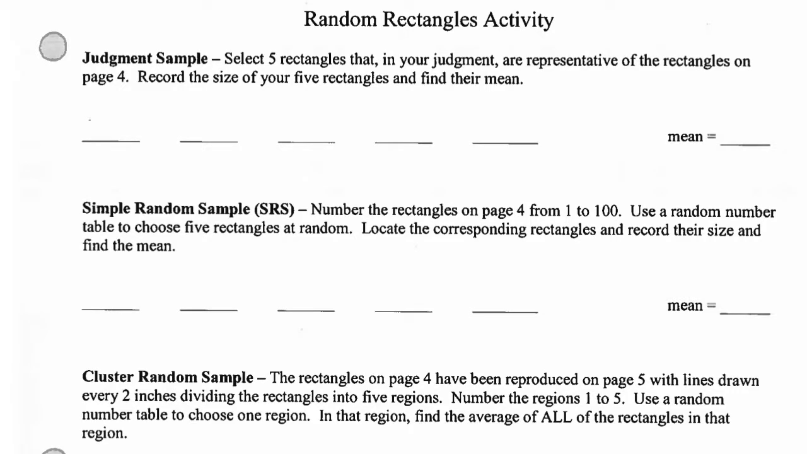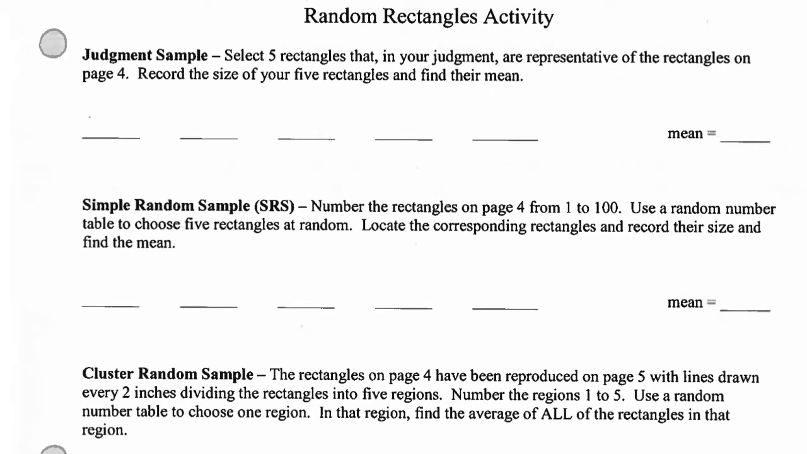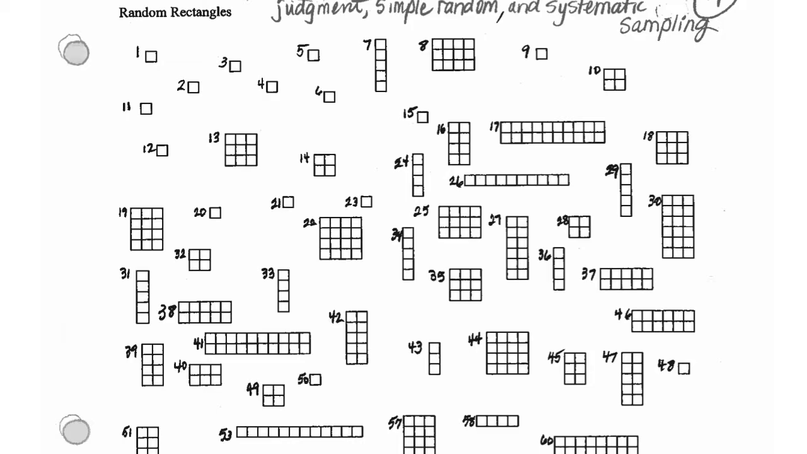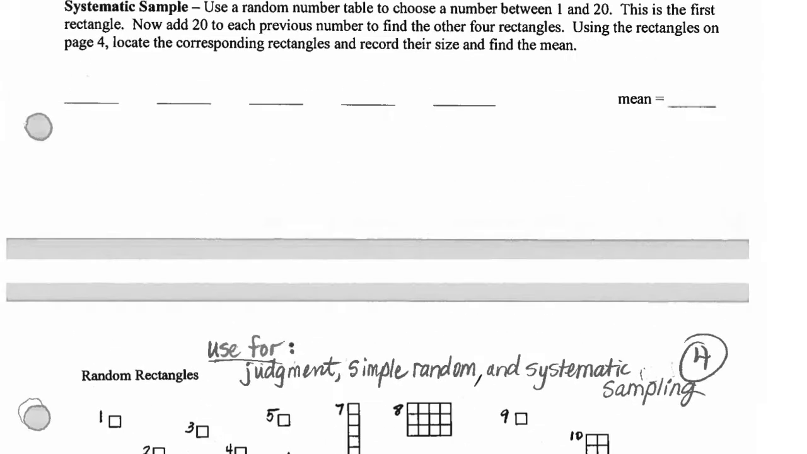All right, so we're talking about sampling methods, and this is 5 sampling methods, 4 of which are really pretty standard. Okay, so this first one is judgment sample. The key here with our judgment sample is that it was your best guesstimate, and ultimately what were we trying to do? What was the ultimate goal of this activity? Good. Find the average area of these 100 rectangles without having to average all 100 rectangles. Okay, so that was the ultimate goal.